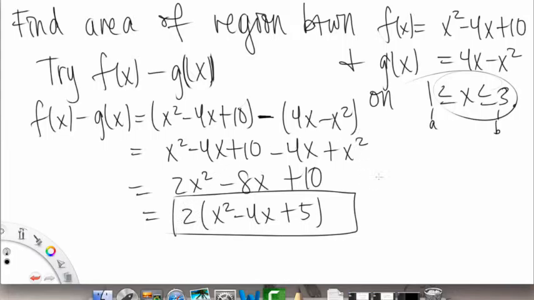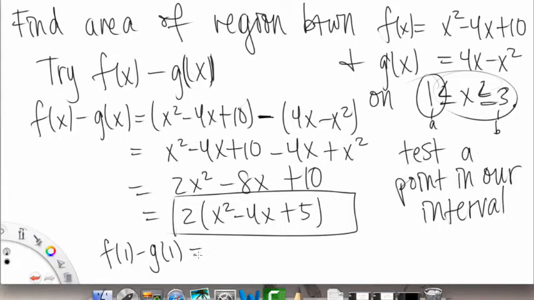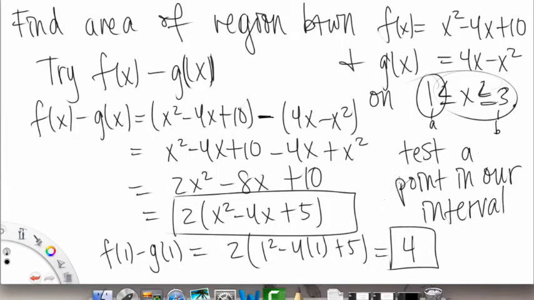What we're going to do is test a point in the interval. The interval includes the endpoint, so I'm going to pick an easy one. It's always good to pick an easy point to make things easier for yourself. So if we try f of 1 minus g of 1, that will equal 2 times 1 squared minus 4 times 1 plus 5, which is 2 times negative 3 plus 5, so that's 2 times 2, which is equal to a positive 4. So what does this positive 4 mean? I'll show you on the next slide.